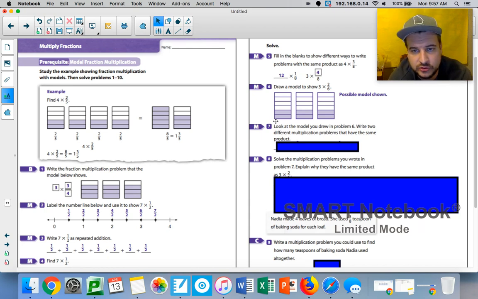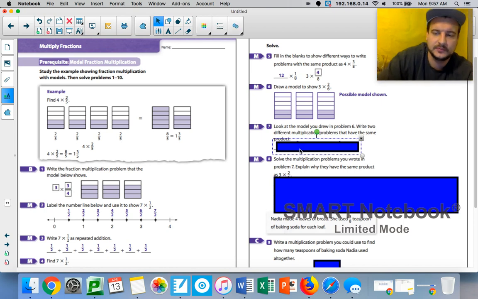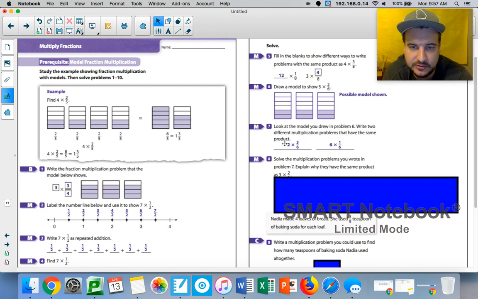Look at the model you drew in problem 6. Write 2 different multiplication problems that have the same product. So once again, 2 times 3 sixths, 6 times 1 sixth. You might have said 1 times 6 sixths. Or, well, you couldn't do 3 times 2 sixths, because they've already given us that.